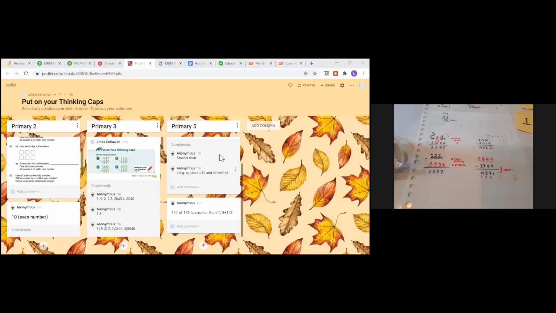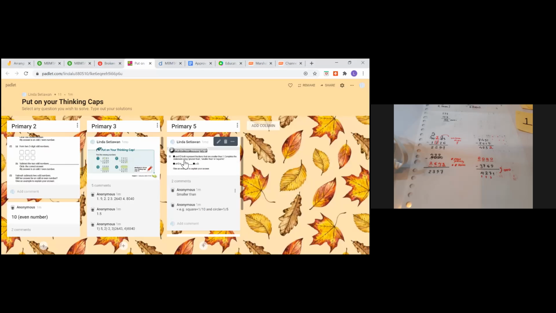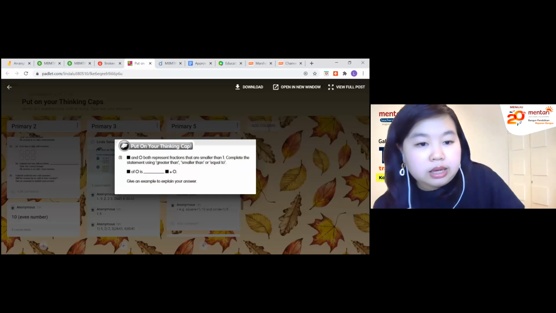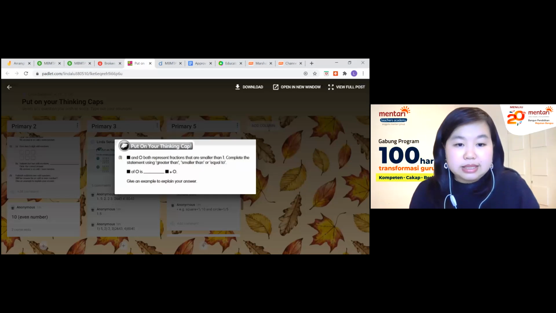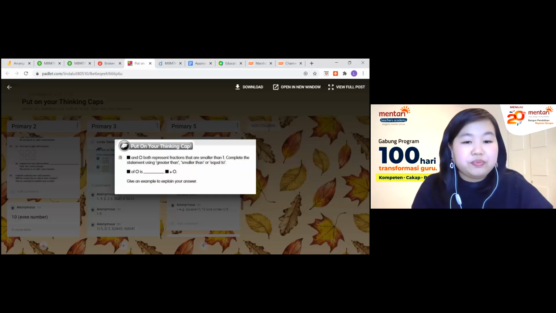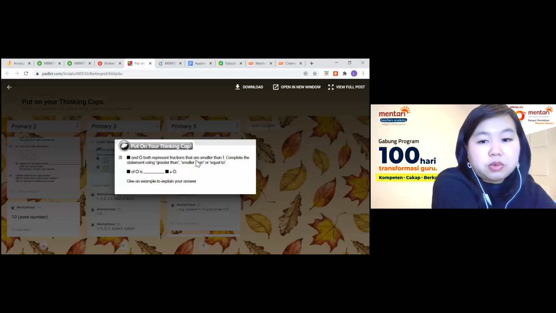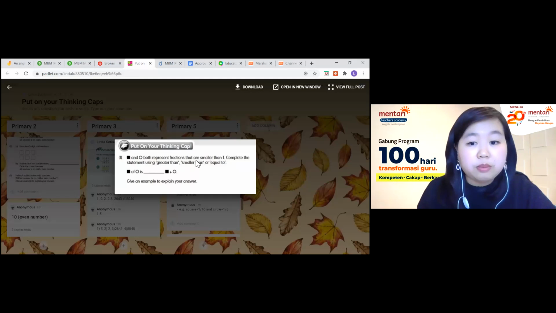Let's see, this is the primary one. Primary one is also about generalizing a pattern. So here the question says a square and circle. So these two symbols both represent fractions that are smaller than 1. So obviously, students have to obtain some knowledge of fractions and operating with fractions prior to this question. Complete the statement by using greater than, smaller than, or equal to.